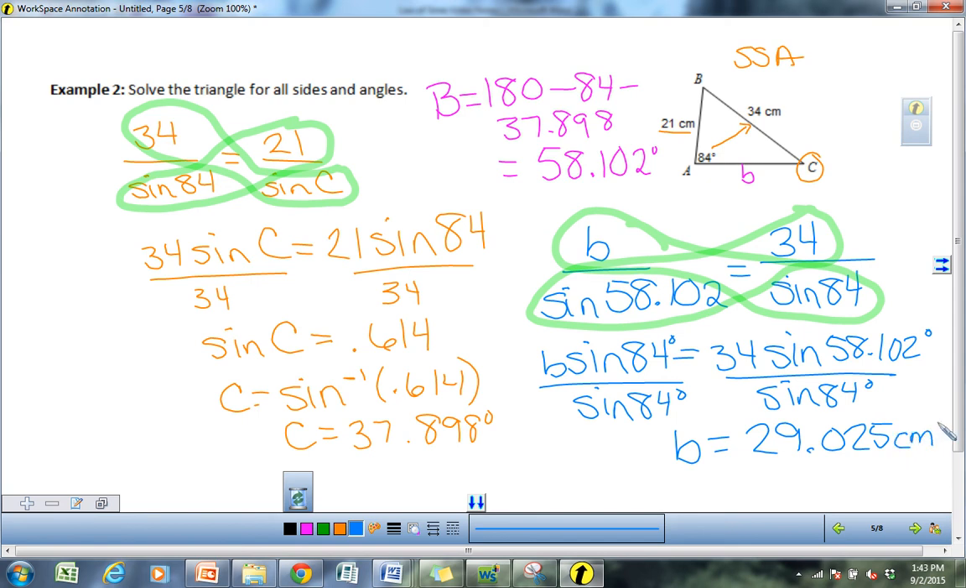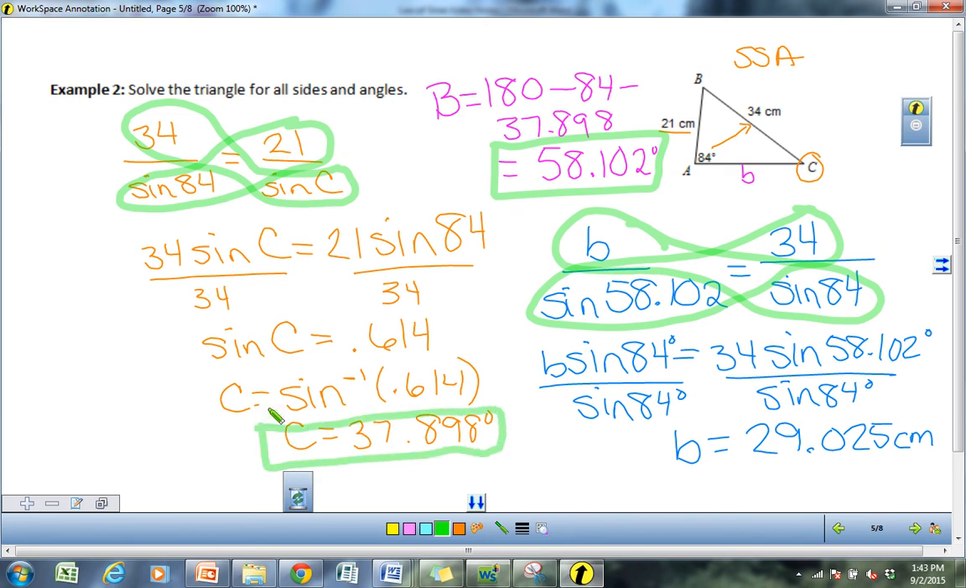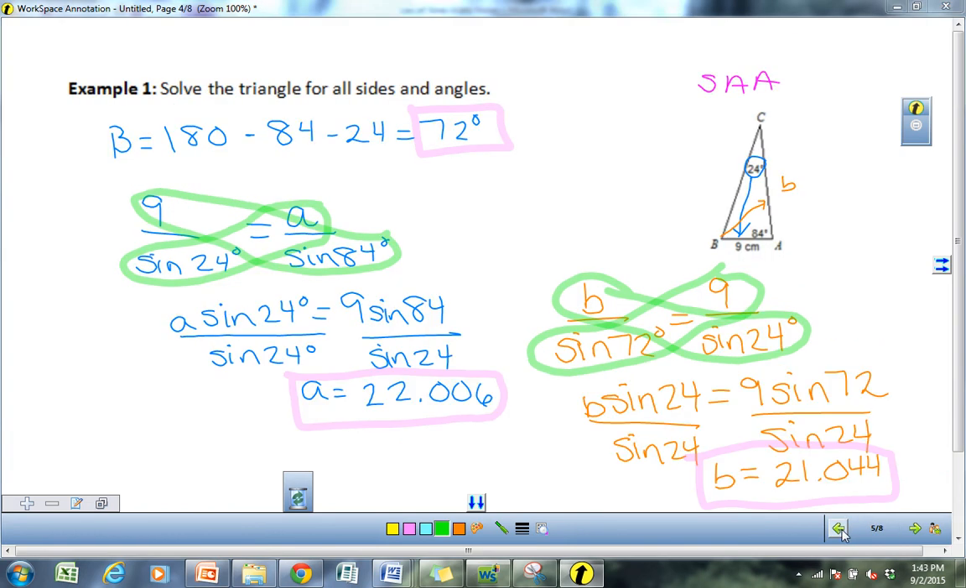Uh-oh, should I have labeled the other one? Let's go back and check in a second, but let me box in all of my answers. And box in here, and yep, this was centimeters as well, so let's stick those centimeters on. Stick that centimeters on, and let's go back real quick.